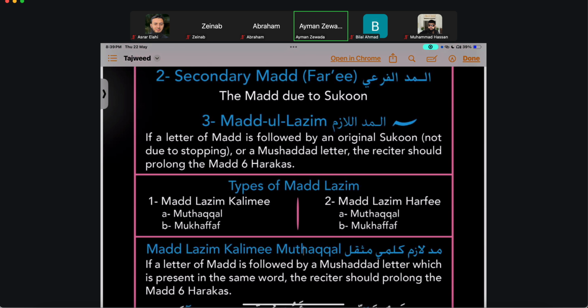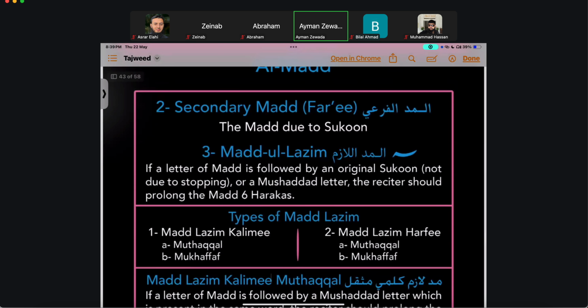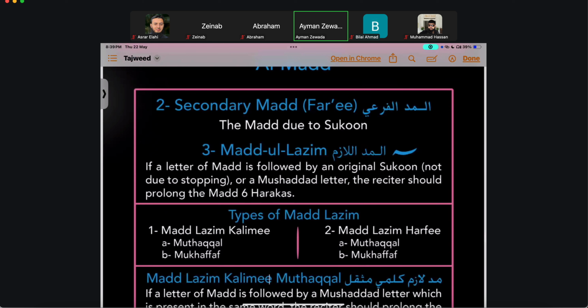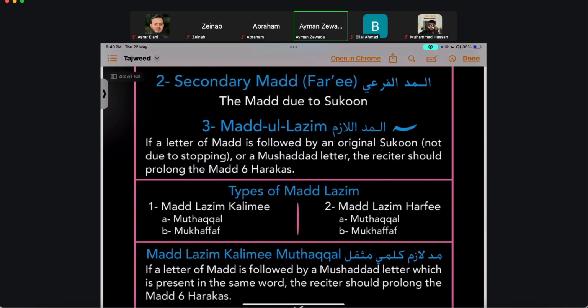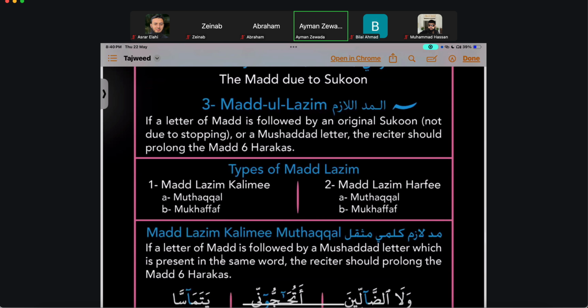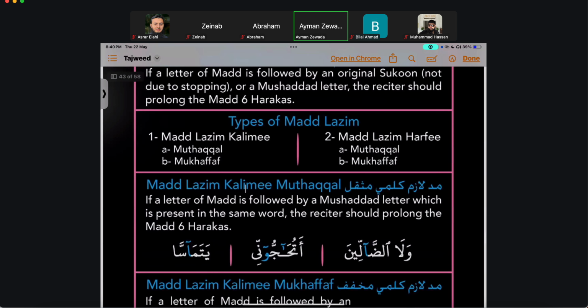Now think about that. You can have a mad, but then I can also describe it and say this is a secondary far'i mad, which is due to sukoon, and it is mad lazim, kalimi, muthaqqal. That's like 5 different layers of classification. So please keep in mind when I say this. We're going to start with the mad lazim kalimi muthaqqal. That is the obligatory mad, the one that we're on now.